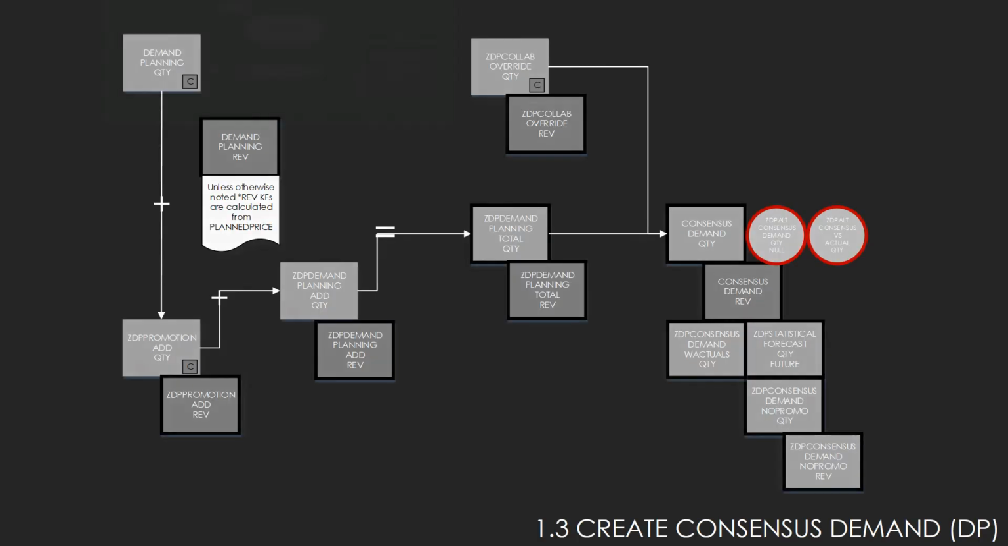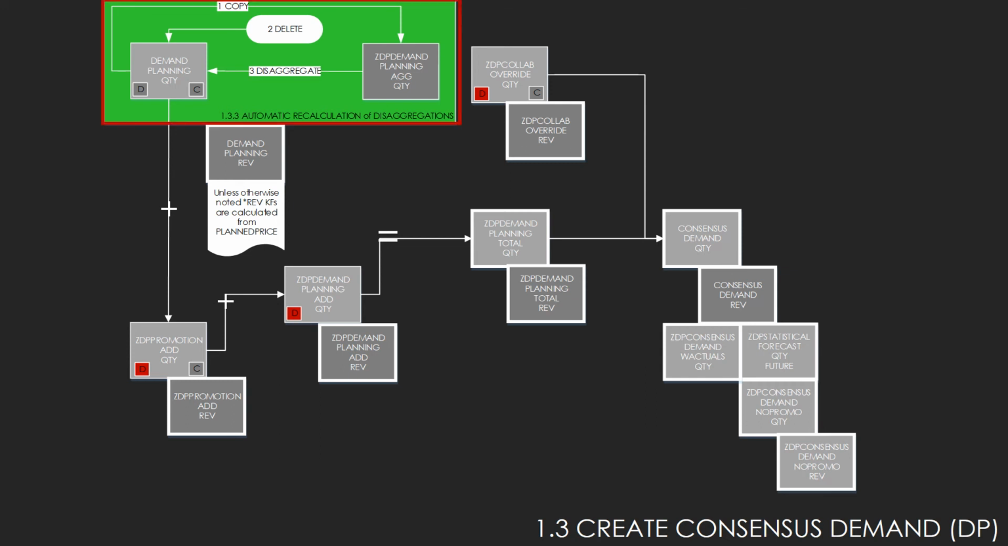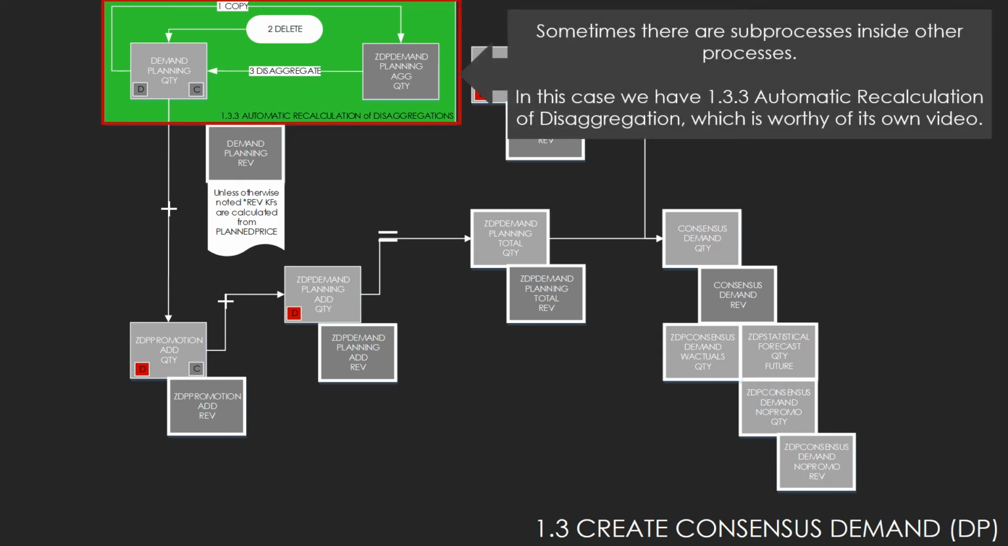Extra credit. This is the current process as of release 2006. Sometimes there are sub-processes inside other processes. In this case, we have a 1.3.3 automatic recalculation of disaggregation, which is worthy of its own video.